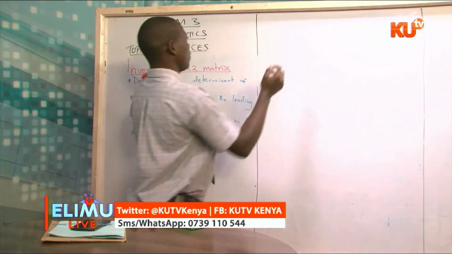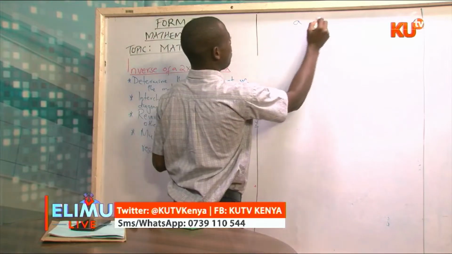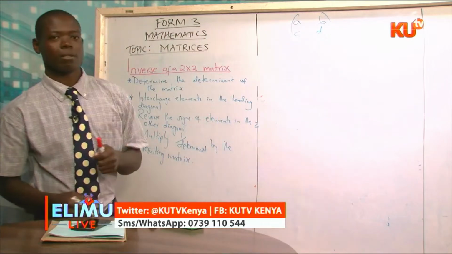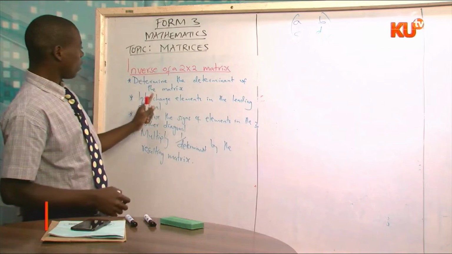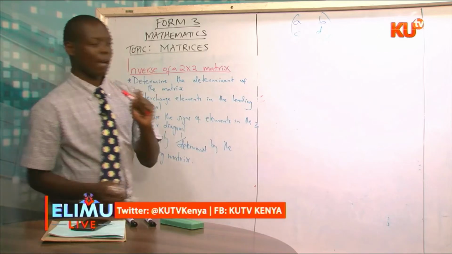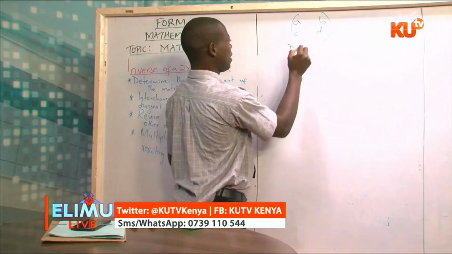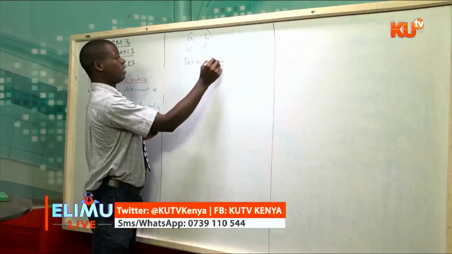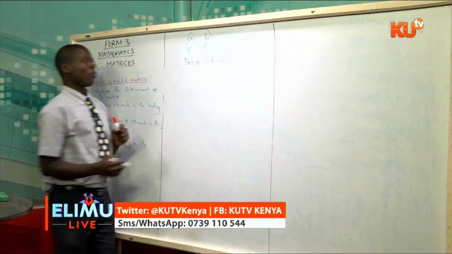We have a matrix, for example, A, B, C, D. These are matrices, a general matrix. To follow these steps, we've said the determinant is equal to AD less BC. That is the determinant of that matrix.